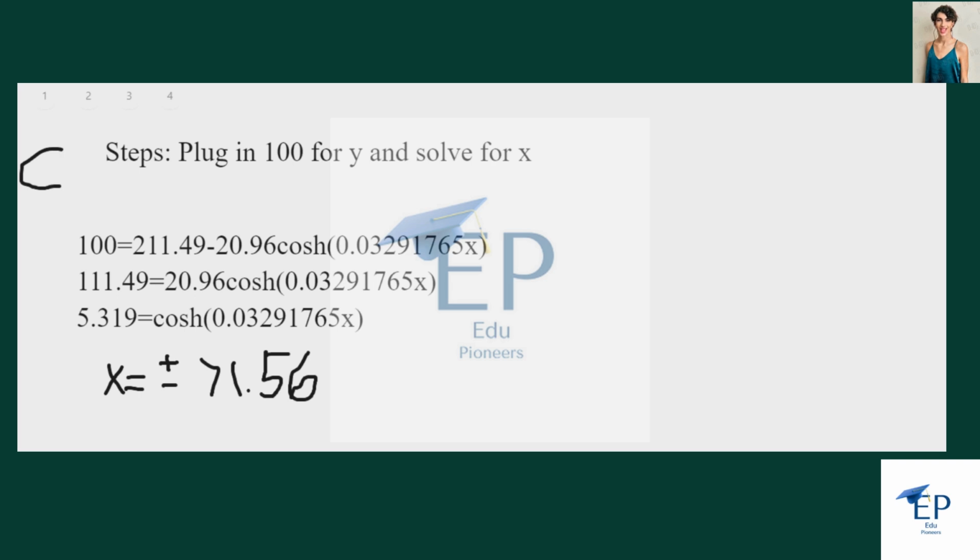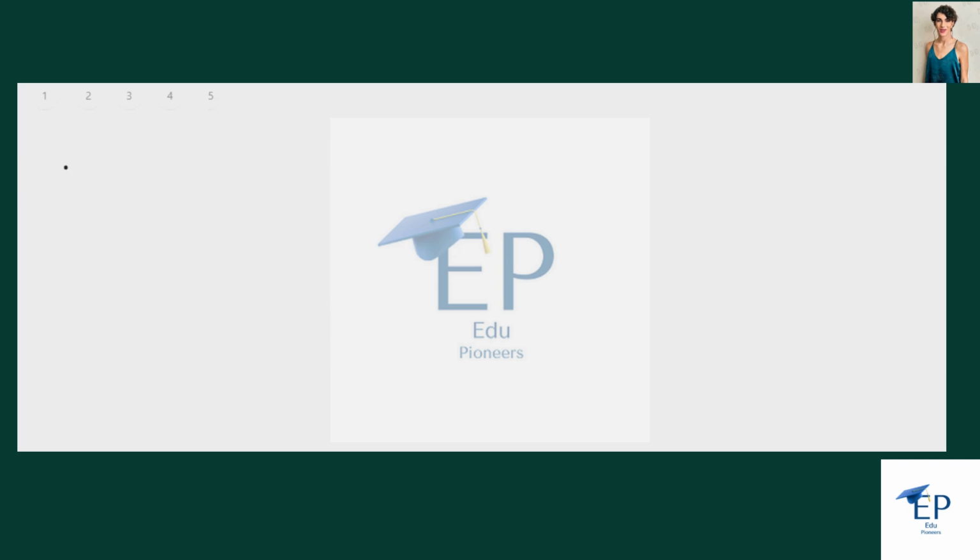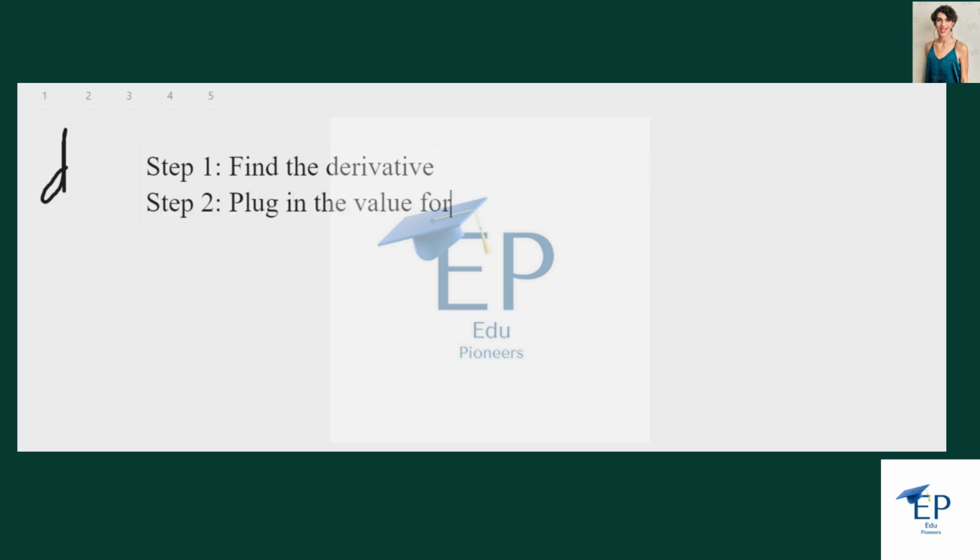That concludes part C. For part D, we're going to use that intercept from C, and we're asked to find the slope. So the steps for finding the slope, here's what our approach is going to be. We're going to have step 1, find the derivative. Step 2, plug in the value for x that we're interested in. In this case, we're using x equals 71.56 from part C.